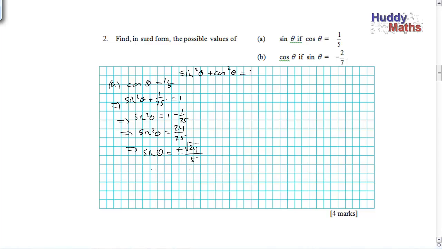Okay, these are 4 marks. So there's 2 marks for each of these. The first mark is to get to this line, 1 mark, and then the plus or minus statement there, the other mark. So pretty easy to do your marks here.